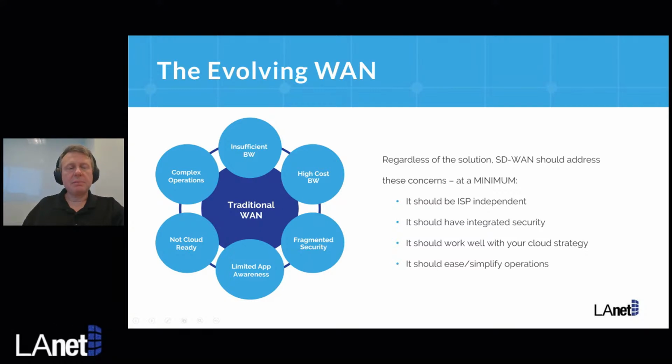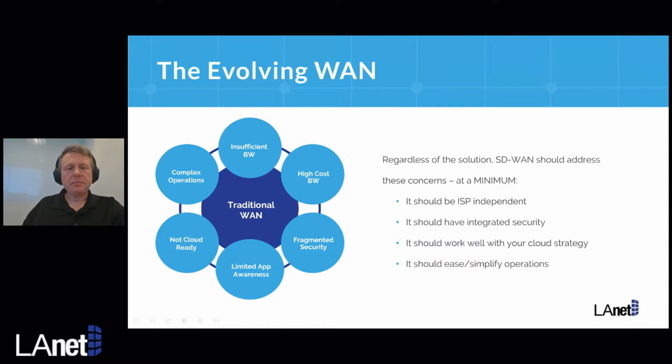The next one is fragmented security. We talked earlier, if I'm going to, for example, allow my branches to go straight to the internet for, let's say, Office 365 transactions, how do I make sure that that's done securely? How do I make sure that we configure it and manage it centrally, right? So that's what we mean by fragmented security, right? Making sure that we have a nice holistic view of everything.